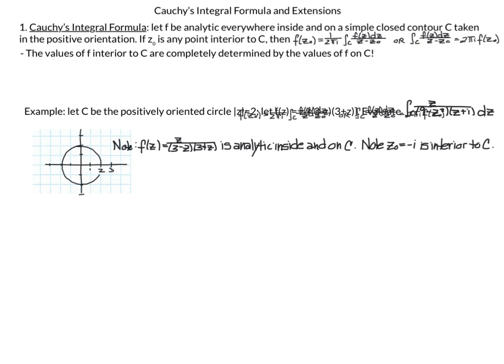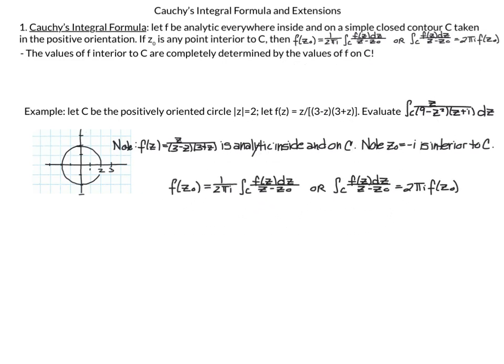In other words, if I just take this formula down here and plug in, I have f of z naught, and in this case again z naught is minus i, equal to 1 over 2 pi i, and then I have my integral over C. F of z is z over (3 minus z)(3 plus z), and then I have z minus z naught, which is what gives me my z plus i. You can see that this formula is exactly the problem that I'm asked to solve, except that the 2 pi i needs to get multiplied over.